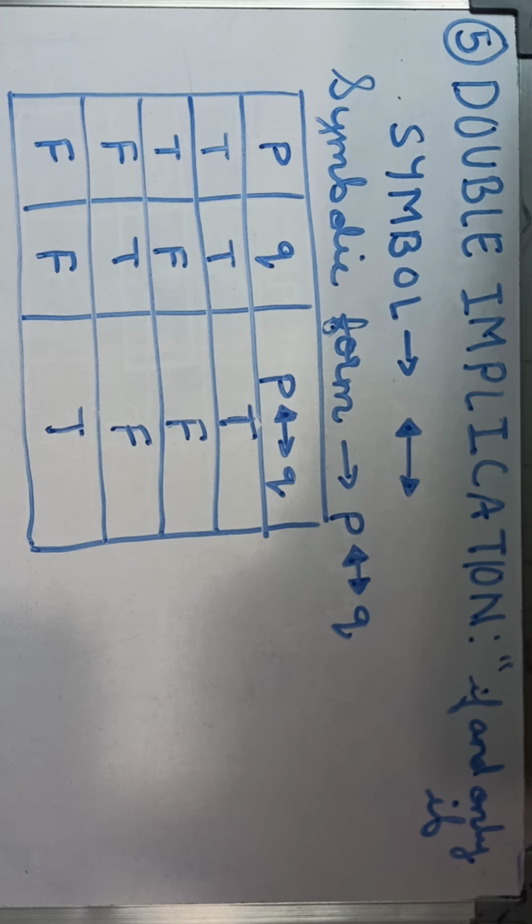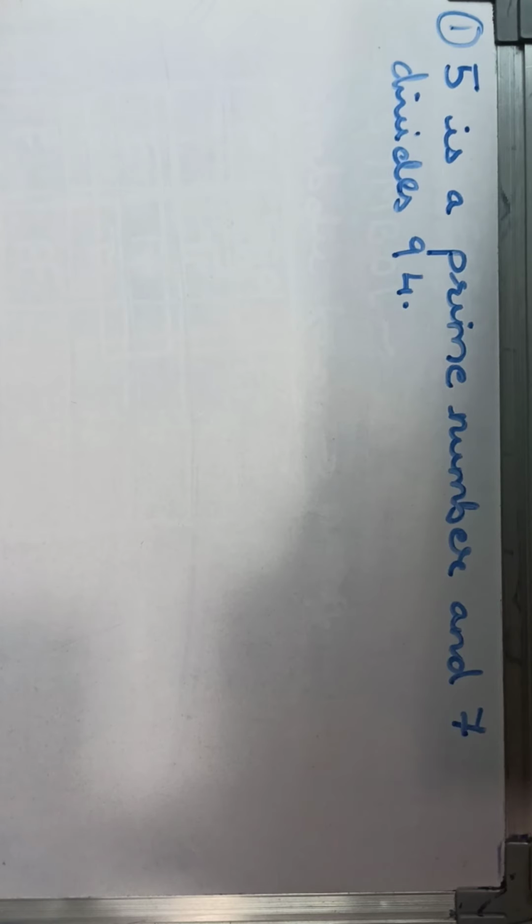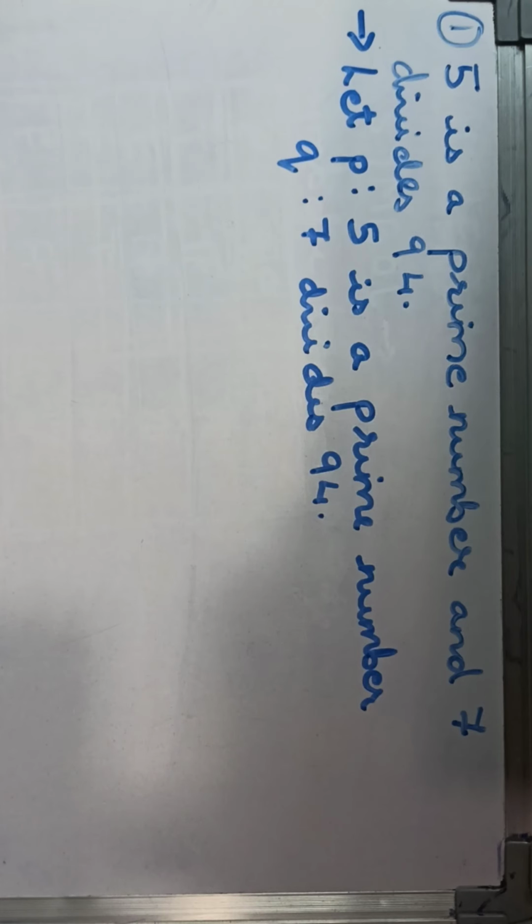Now let us see certain examples of how to find the symbolic form, as well as how to find the truth values of a given statement. The first example: 5 is a prime number and 7 divides 94. If you see, this statement is made up of two statements. First one is 5 is a prime number. Second is 7 divides 94. So we will represent them as P and Q. 5 is a prime number, we have represented as P. 7 divides 94, we have represented as Q.